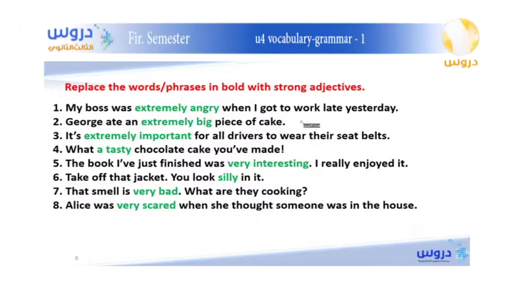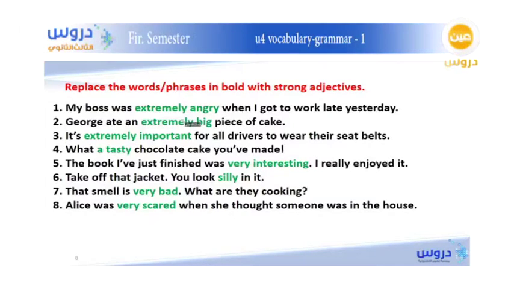So we have from 1 to 8. My boss was extremely angry when I got to work late yesterday. George ate an extremely big piece of cake. So what do you think? Shall we divide it between you? Or you can select the sentence.